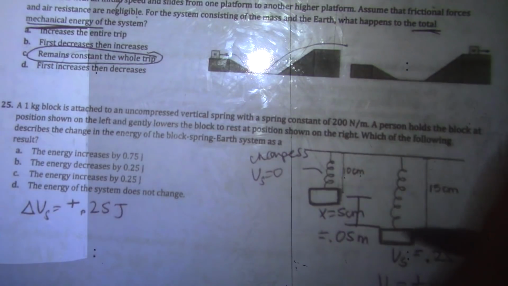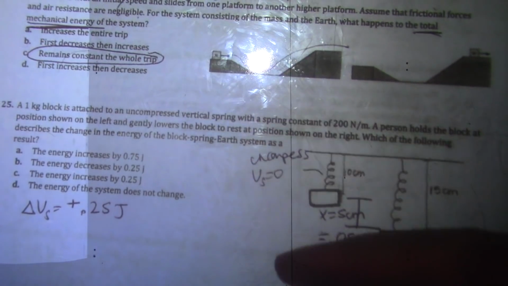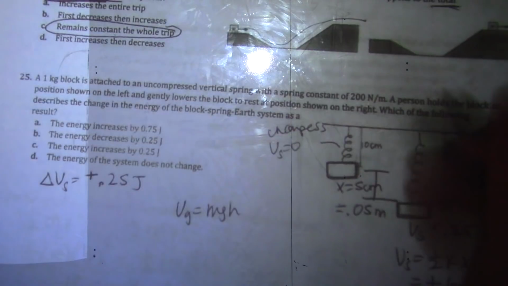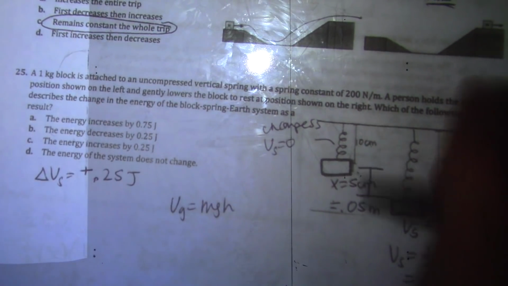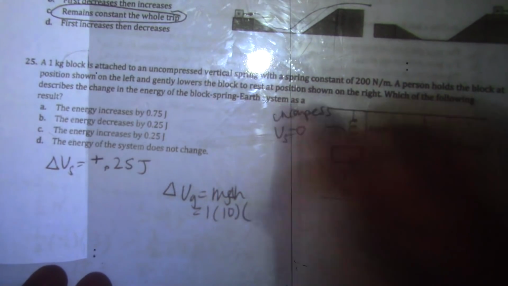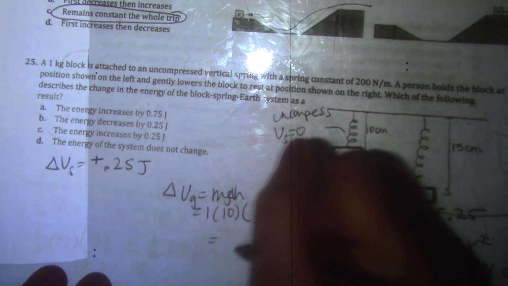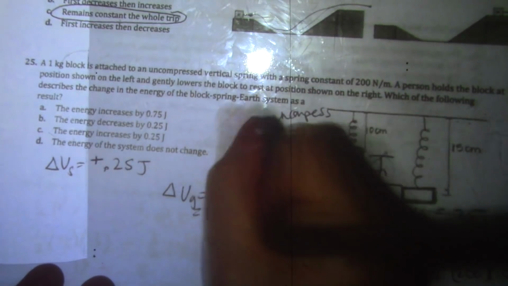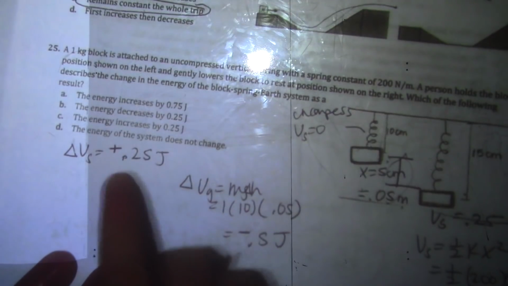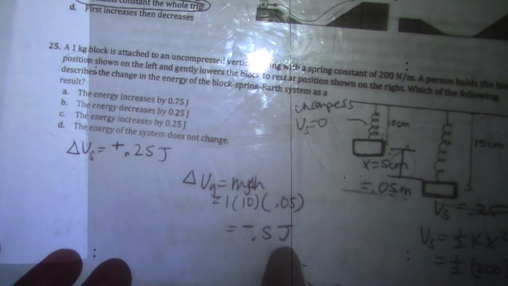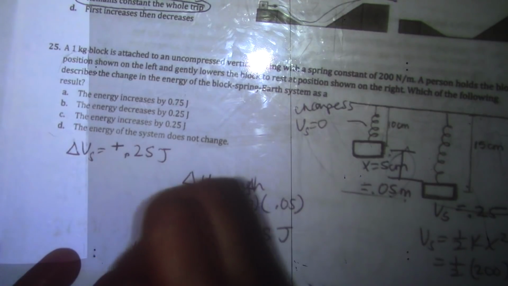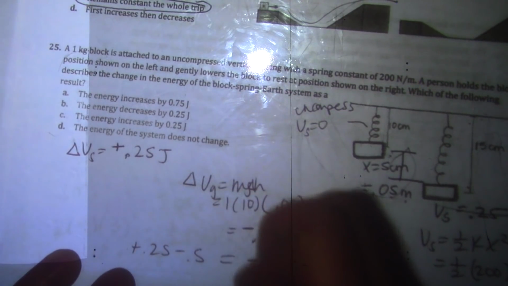Now, that was not the only energy changing. You should have noticed that your height changed as well, which means your gravitational potential energy changed, which is mgh. I don't know the actual height above the ground, but I do know that it changed by this amount, so I'm just looking for the change anyway. So it's the change in height. Mass is 1, g is 10, change in height was 0.05 meters, and that's 0.5 joules. But I lost that height, which means I lost that potential energy. So if I gain 0.25 and I lose 0.5, that means I've lost overall, so plus 0.25 minus 0.5 equals minus 0.25, so I decrease by 0.25, which is B.